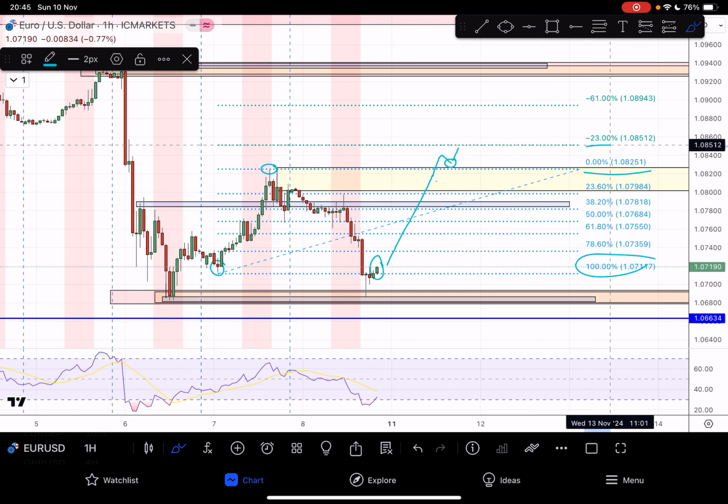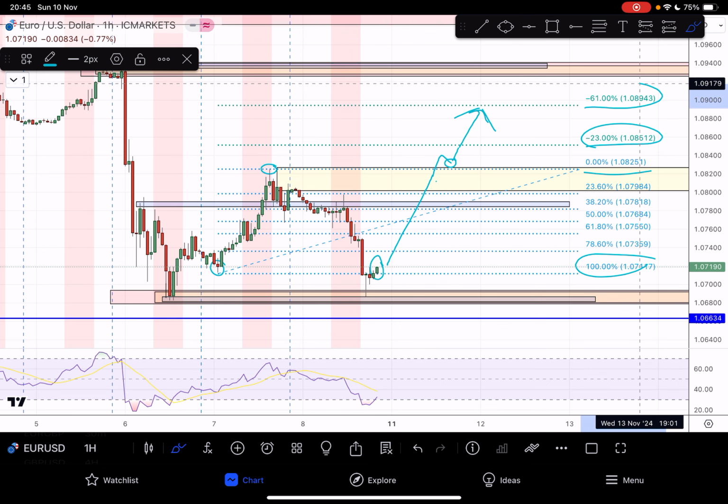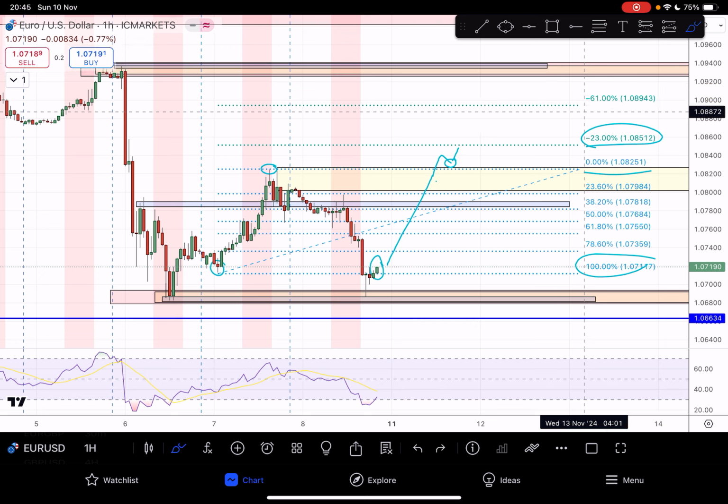This would be TP1 where it's minus 23. This would be TP2. Minus 61. So that's how we can predict where price goes next, where price can retrace. Fibonacci is a very good tool to use. So now that I've shown you the previous high of the day and the previous low of the day, this is our intraday trading levels.